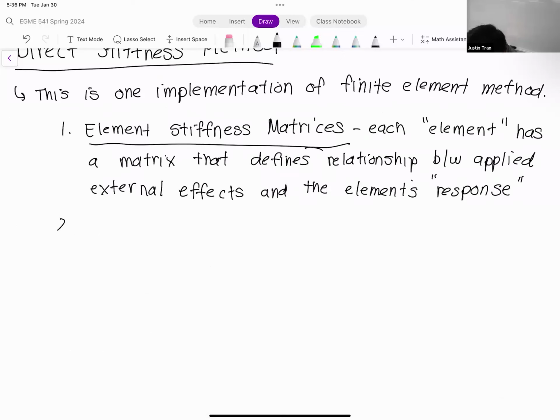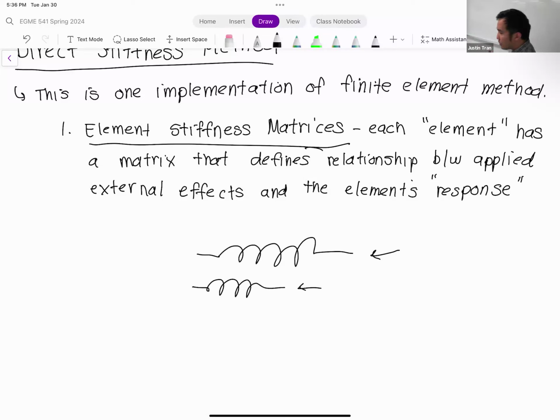Okay. The one type of element that we've gone over so far is just a spring. A spring is about as simple a structural element as you can think of. The idea with the spring is that you apply a force and the spring is going to deform. And we can capture that physics through its element stiffness matrix.